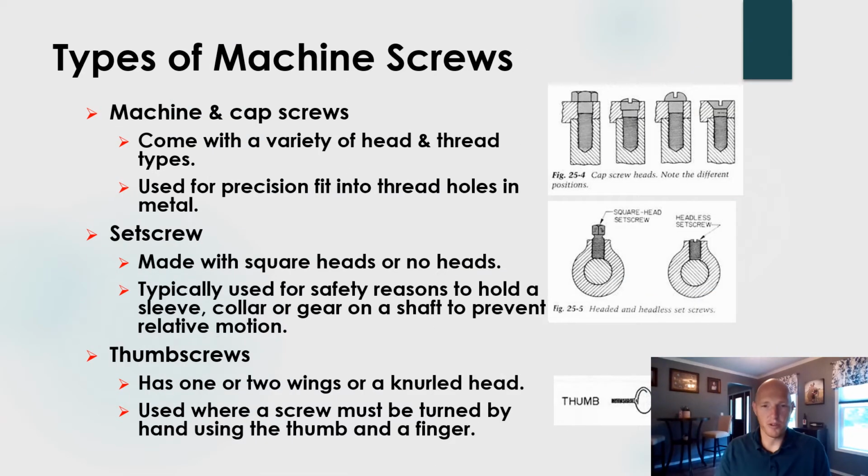Machine screws are kind of similar to bolts. There are different types of heads, different types of applications where you might be using them to assemble things with the machine and cap screw, a set screw, typically used with a shaft and collar to hold things together. And then you might even have something like a thumb screw that doesn't even require a wrench at all.